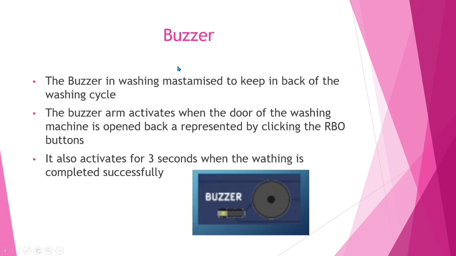Next is the buzzer. The buzzer in a washing machine is used to alert at the end of the washing cycle. The buzzer activates when the door of the washing machine is opened, represented by clicking the RB0 button. It also activates for 3 seconds when the washing is completed successfully. That means when the washing machine completes its function, the buzzer turns on.